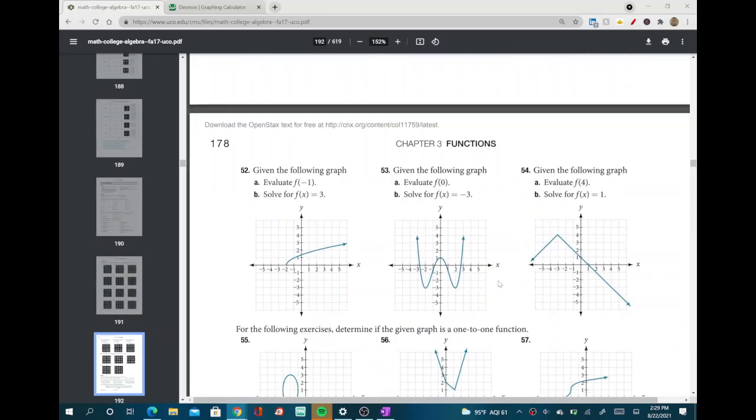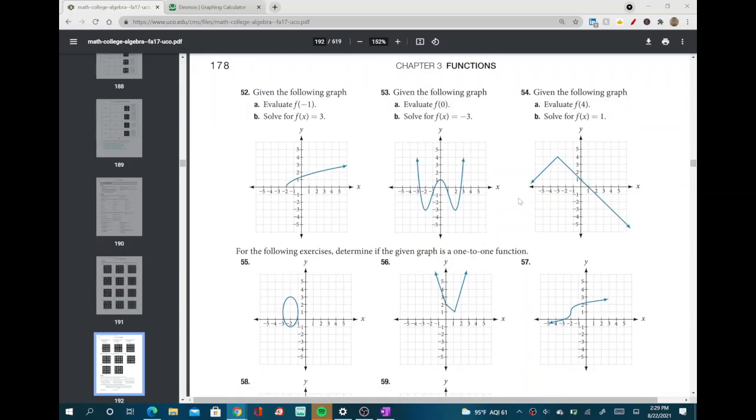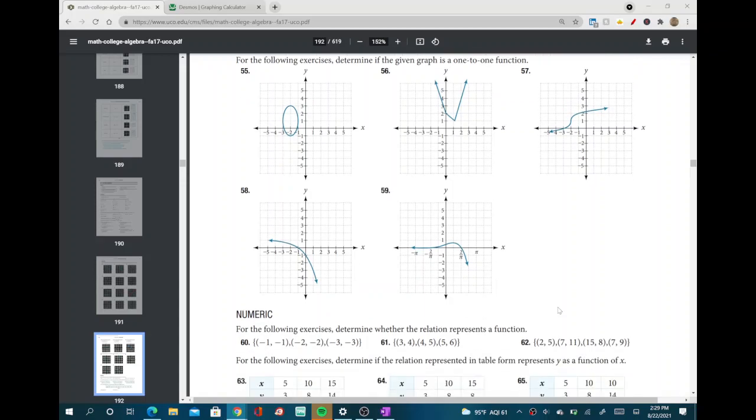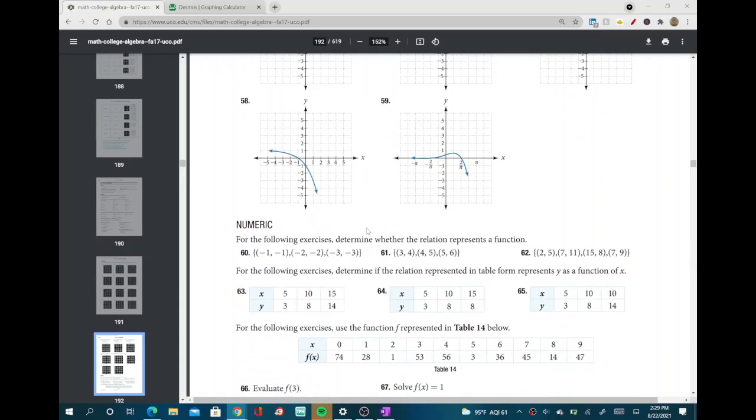So you just have to know the rules, and as long as it only crosses once for the vertical line test, then yes, it is a function, right? And like I said, for number 60, determine whether the relation represents a function. If there are no repeating x's, we should all know at this point the form of a coordinate point, x comma y. As long as the x part is not repeating, then it is a function.